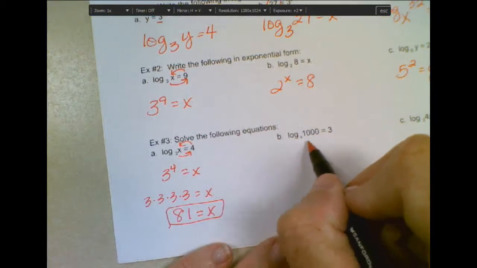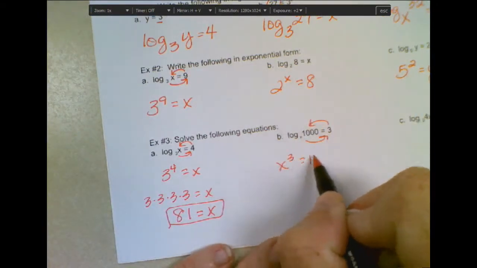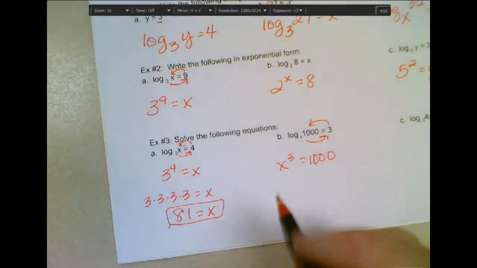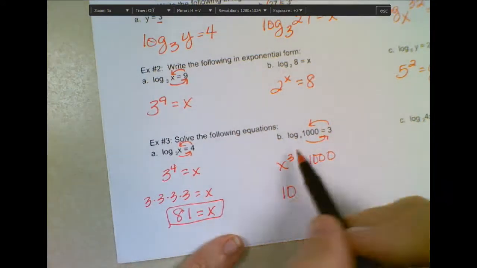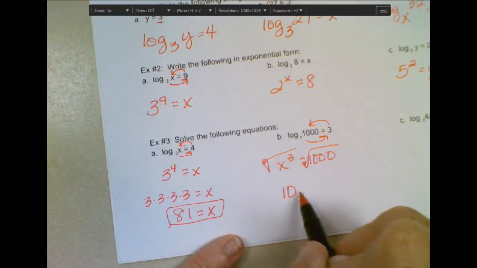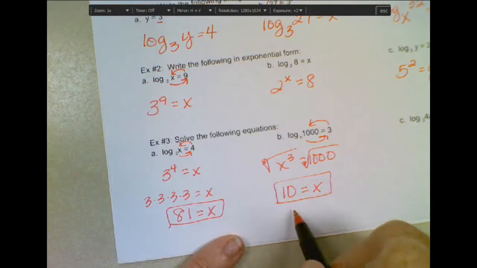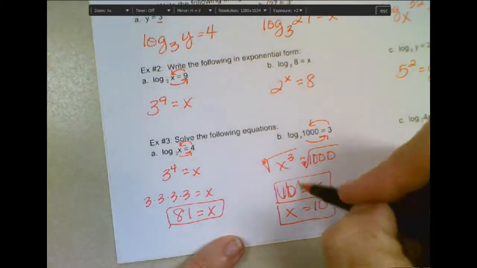For B, it's x to the 3rd power equals 1,000. Something to the 3rd power equals 1,000. The nice thing about multiples of 10 is it's simply that many zeros. One way you could solve that if you had to was take the cube root of both sides. The cube root of 1,000 is 10, so our x equals 10. I guess we should write that the same direction to be less confusing.